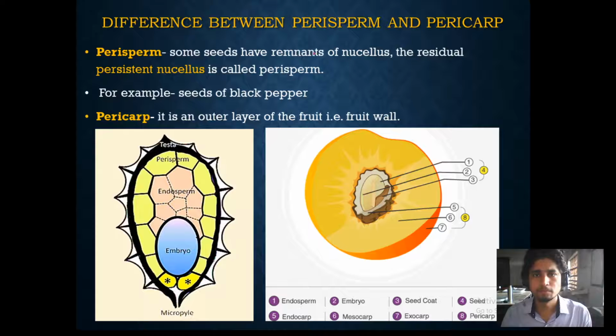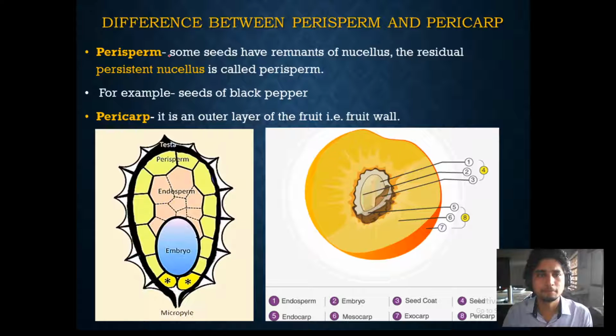And there is one important terminology here. There is perisperm and pericarp. They are often asked in the exam, and we might get confused with these two terminologies, which are closely associated and also resemble each other.